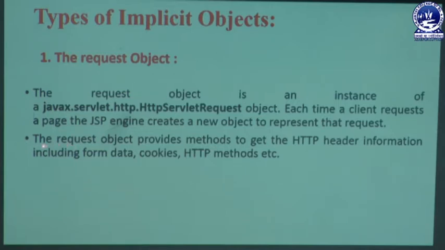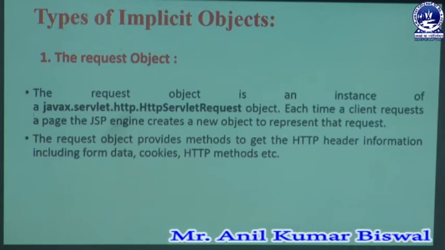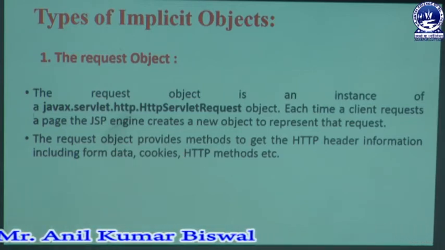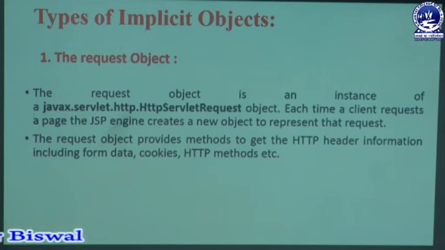Then we are learning here the request object provides methods to get the HTTP header information, including the form data, cookies, then HTTP methods, etc. That means the request object provides some method-relevant techniques. By using those techniques, we get HTTP header information where we can add some data or cookies or any HTTP methods which are related to our system or related to our JSP program.